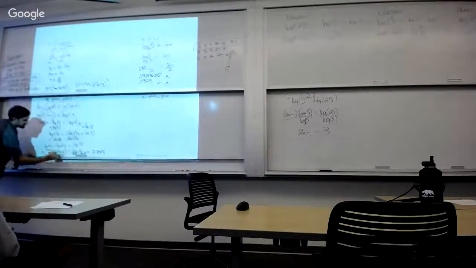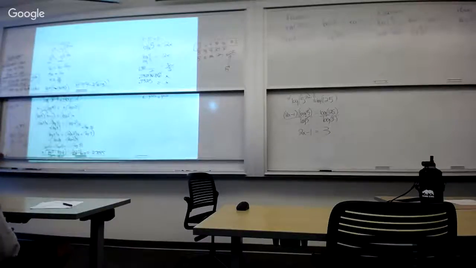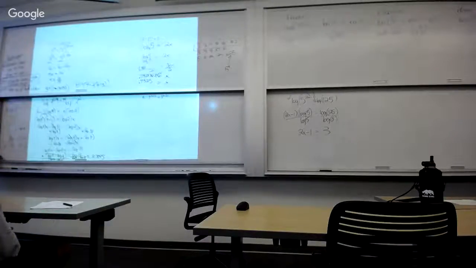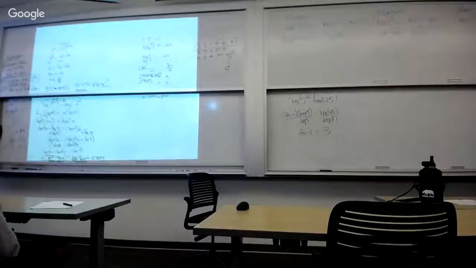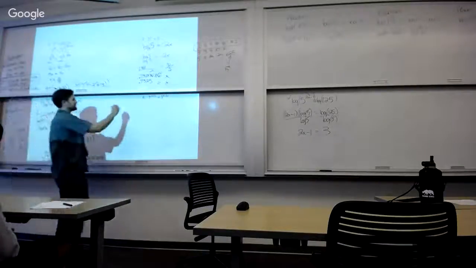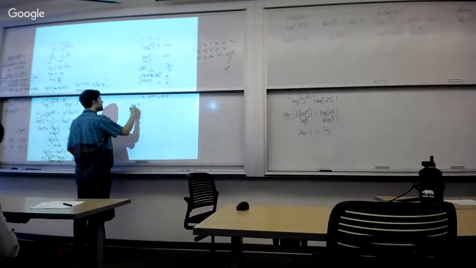So now those cancel. With x equals all that. What is the log 3 for the top and the bottom? Good question. Log 3 over log 3 minus log 2.